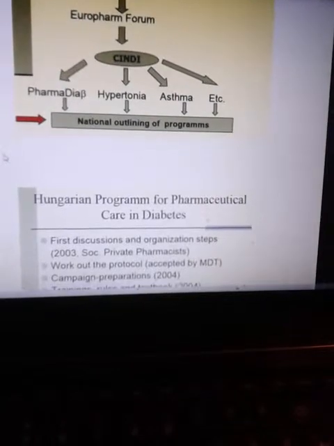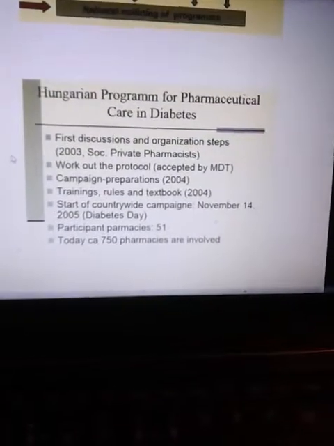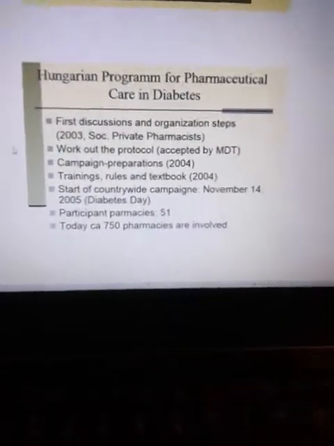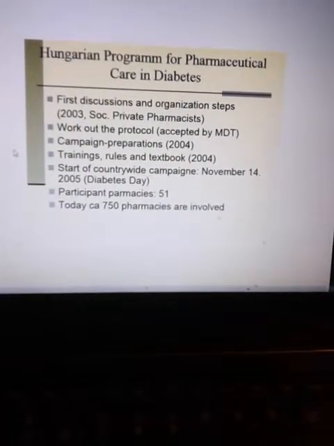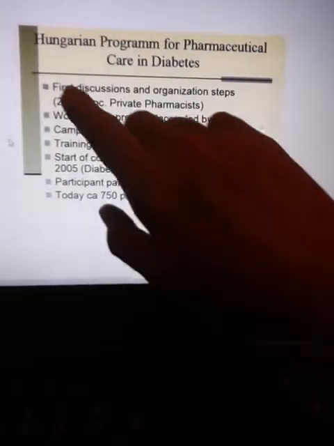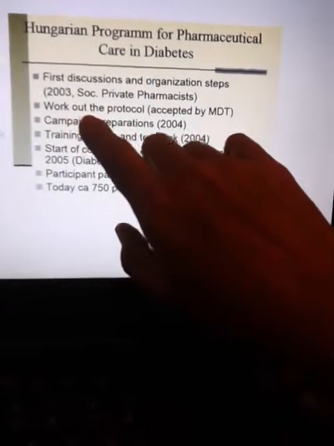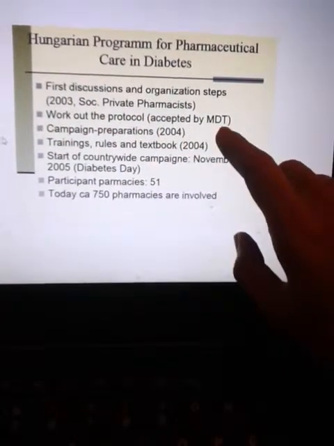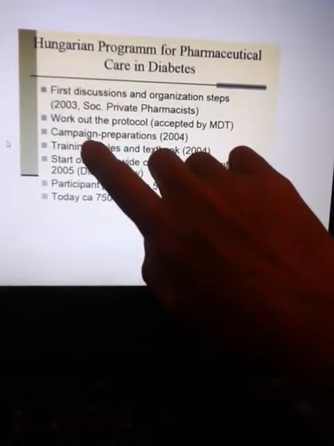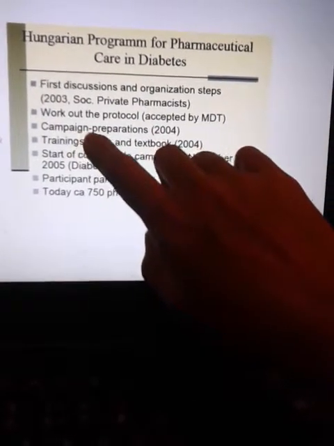Now, National Outlining of Program. Hungarian Program for Pharmaceutical Care in Diabetes. First discussion and organization step in 2003, SWOT, private pharmacist. Work out the protocol accepted by MDT. Campaign preparation.